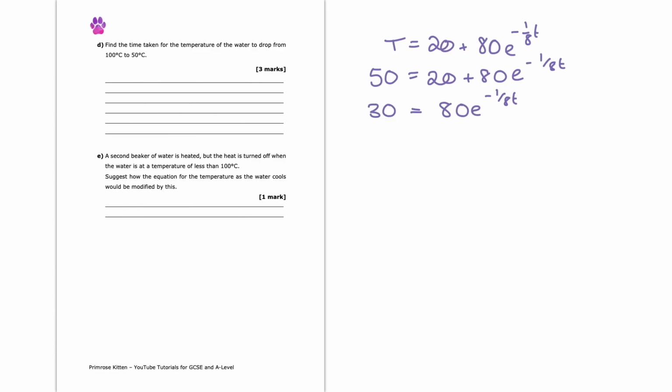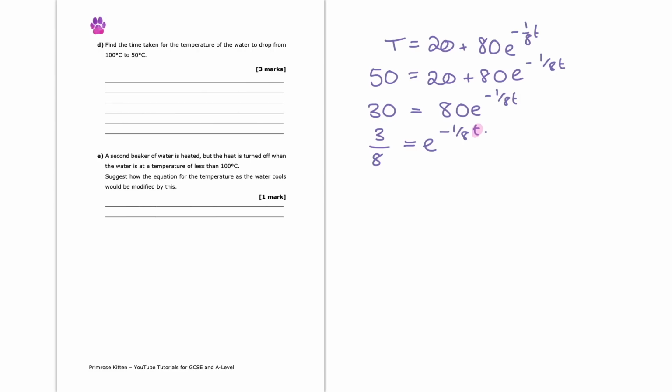And then the next bit will be dividing through by that 80, which will leave me with 3 over 8, or 30 over 80, equals e to the minus 1/8 t. And what the next bit requires is for us to know, how do we get rid of the e? Because we obviously need to get the t on its own, don't we? But how do we get rid of e's so that we can unlock that power?